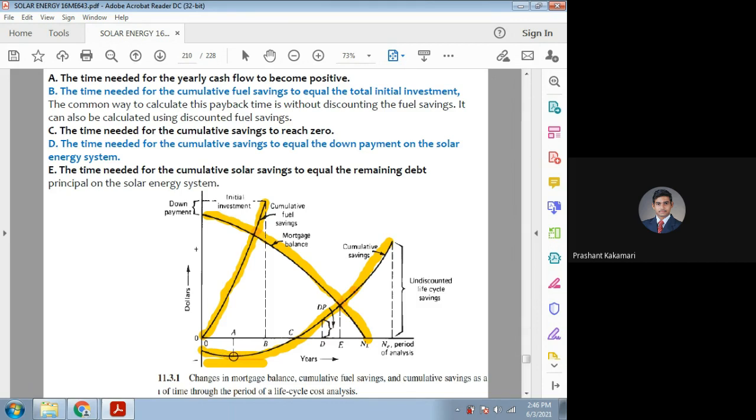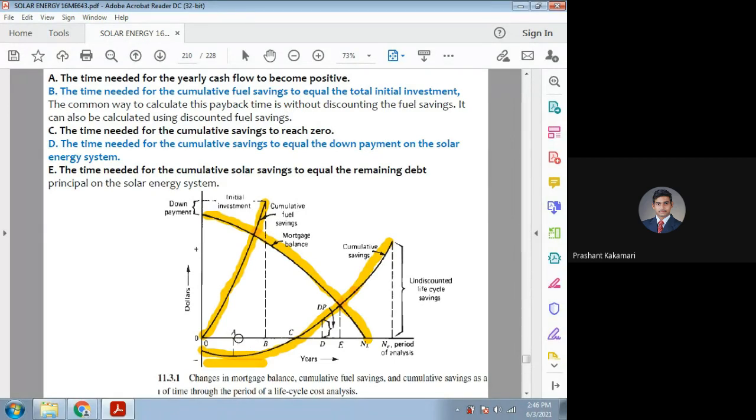The time at which the value of our money becomes positive is shown as A here. Say for example, after 2 or 3 years, whatever profit is coming from the solar energy, monthly or yearly, minus whatever we are spending on the solar system, by saving fuel cost as well as the loan amount you are paying. Once the balance becomes positive, you can call it the time needed. So A indicates the time needed for the yearly cash flow to become positive.